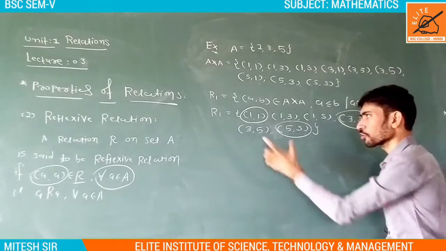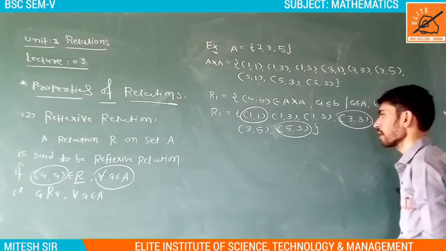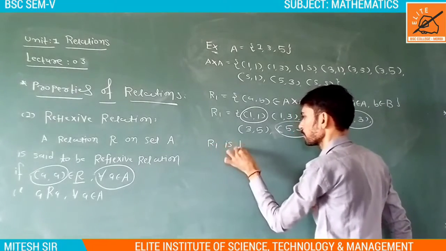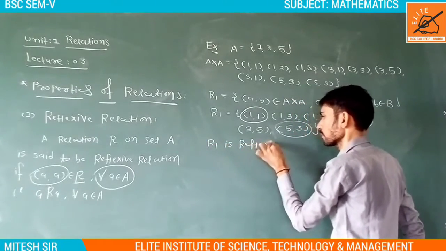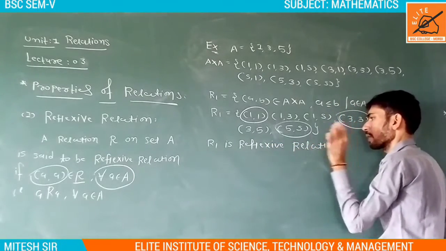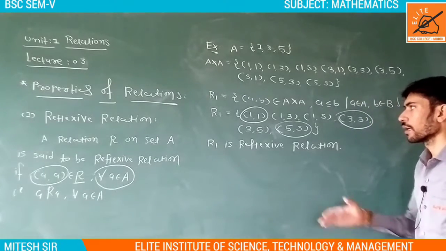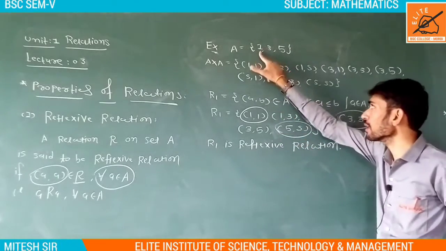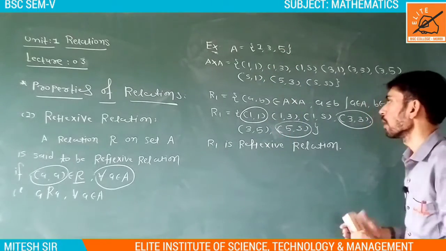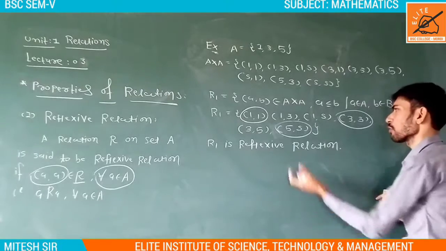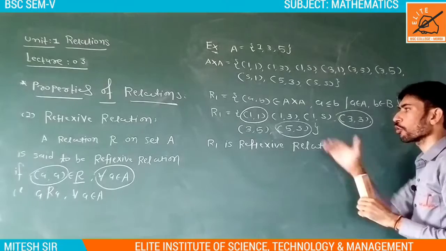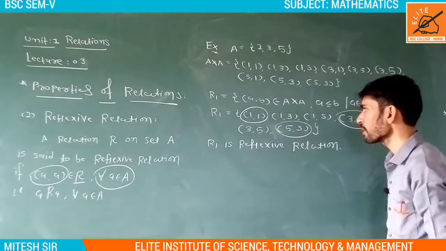Ready? So relation R1 is a reflexive relation. I repeat again, our relation R1 contains the pairs (1,1), (3,3) and (5,5). That's why our relation R1 is a reflexive relation. And our relation R1 also contains the other pairs (1,3), (1,5), (3,5). But it doesn't matter, ignore all these terms. Now we discuss another relation R2.